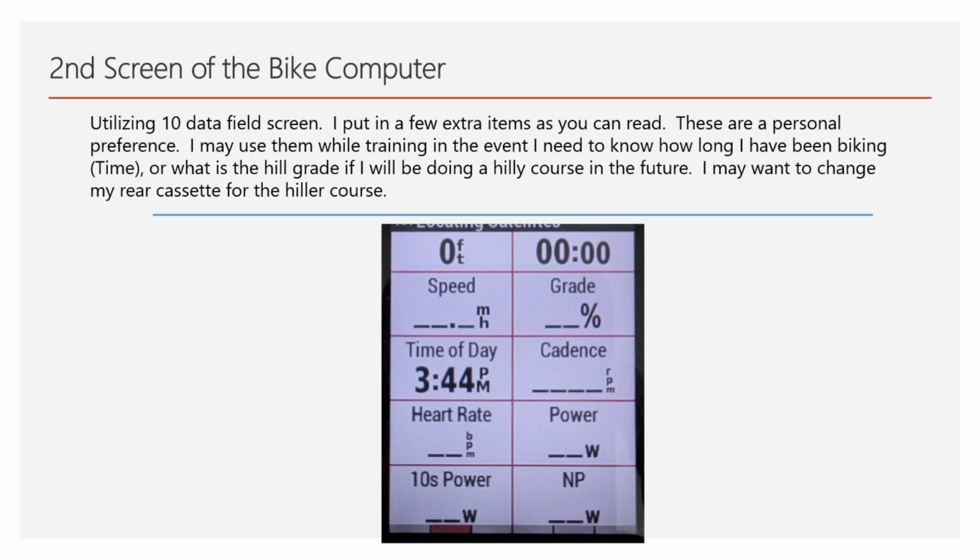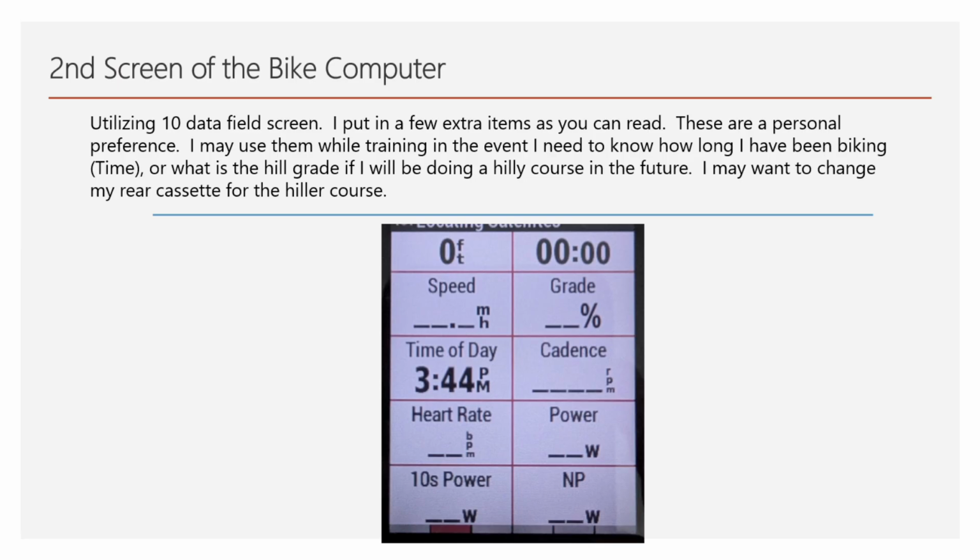I like to know my grade on some of them because I will be doing a race later this year that for 20 miles, I'm going up to 6 to 7% grade. So when I'm riding out here and in Michigan around my house, I'd like to know what roads are that particular grade so I know how it's going to feel going up for 20 miles on that particular grade.